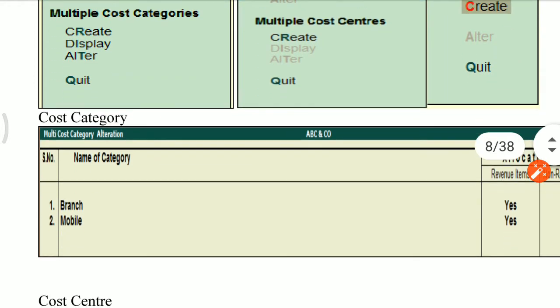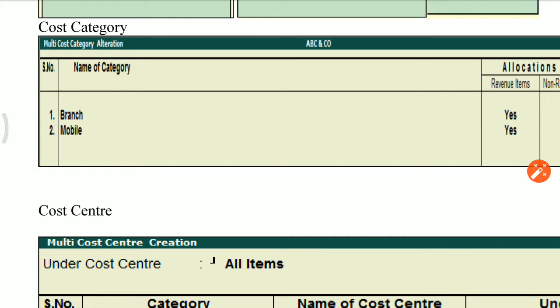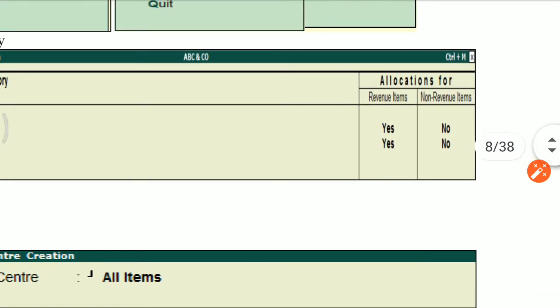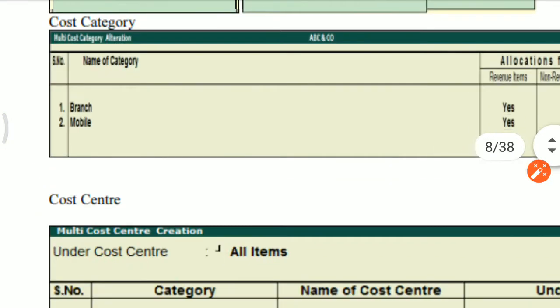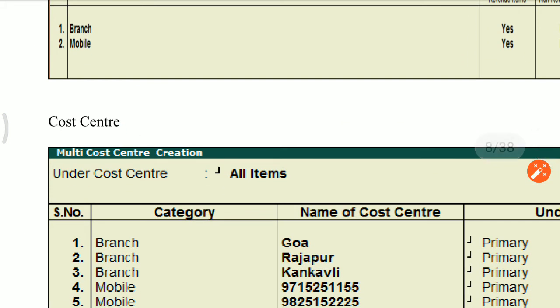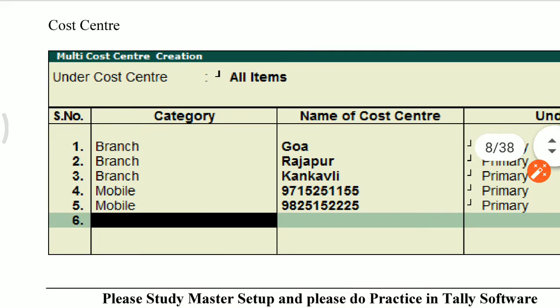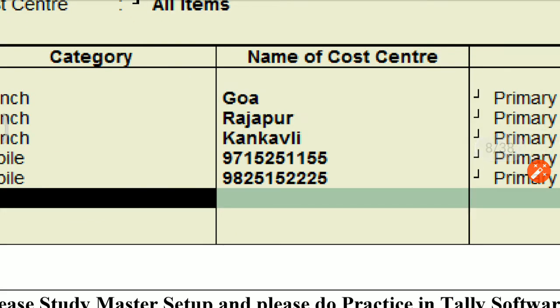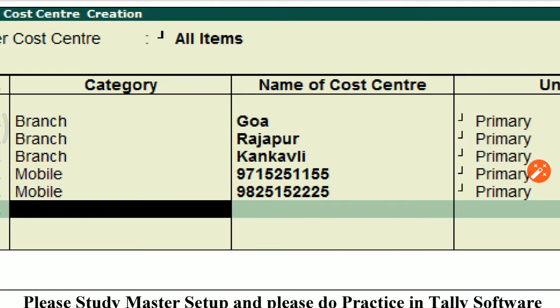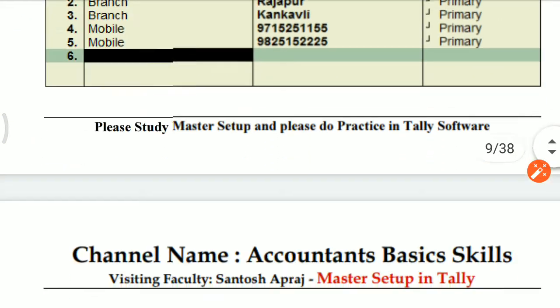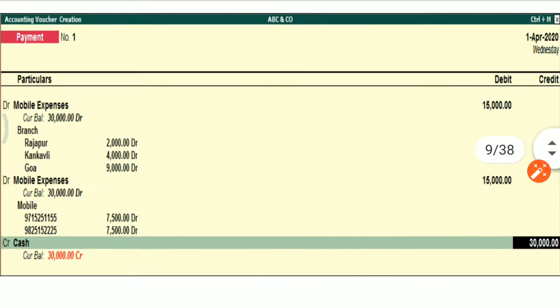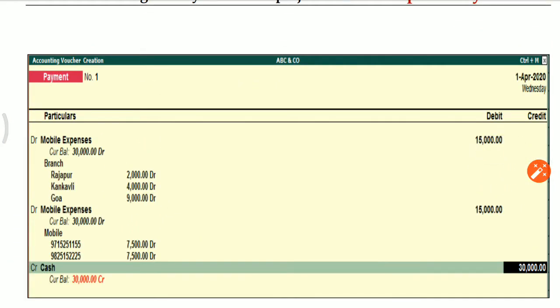In cost category, I have typed branch and mobile, and allocation I have given only for revenue items, and for non-revenue items I have selected no. Revenue item is profit and loss item. Okay, and I have created cost center. These are cost centers: Goa, Rajpur, Kankoli, mobile number, because I want mobile number cost. Okay, and this is my cost category. Okay, when I book payment entry, just watch on the screen.